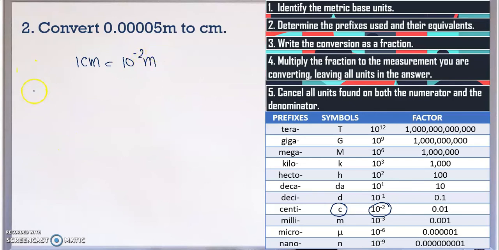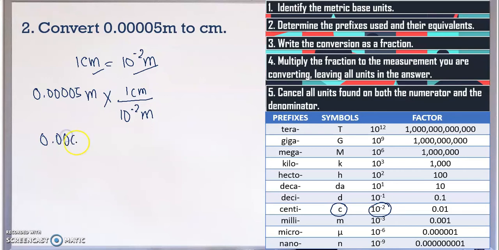Before we convert this conversion to a fraction, let us first take a look at the given measurement. The unit of the given measurement is meter, which means that 10 raised to negative 2 meter in our conversion should be placed on the denominator side, whereas 1 centimeter must be placed on the numerator side. Next is multiply all the upper measurements and divide them by the lower measurement.